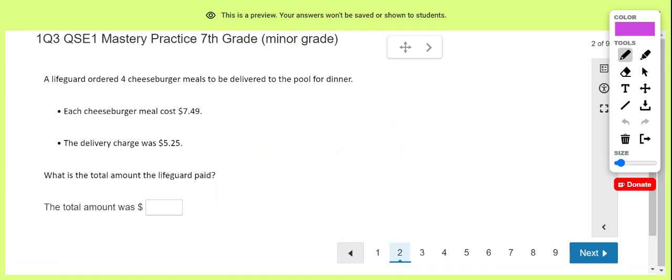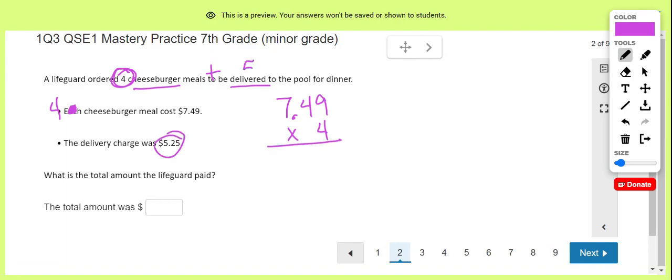Okay, looking at question 2. So it looks like we have some rational number operations here. We have 4 of these cheeseburger meals, and they're going to be delivered. So 4 cheeseburgers and delivery. So 4 cheeseburgers, each cost $7.49. So for each, we would multiply $7.49 times 4. And then we have the delivery fee of $5.25.